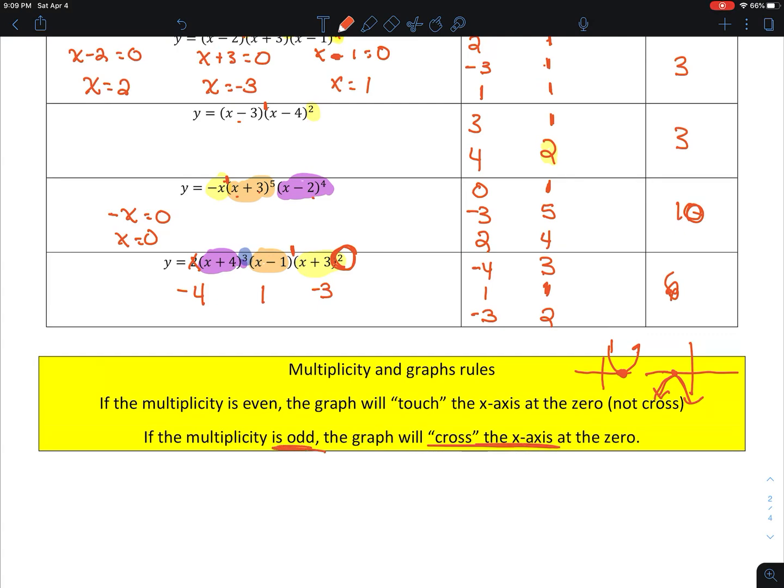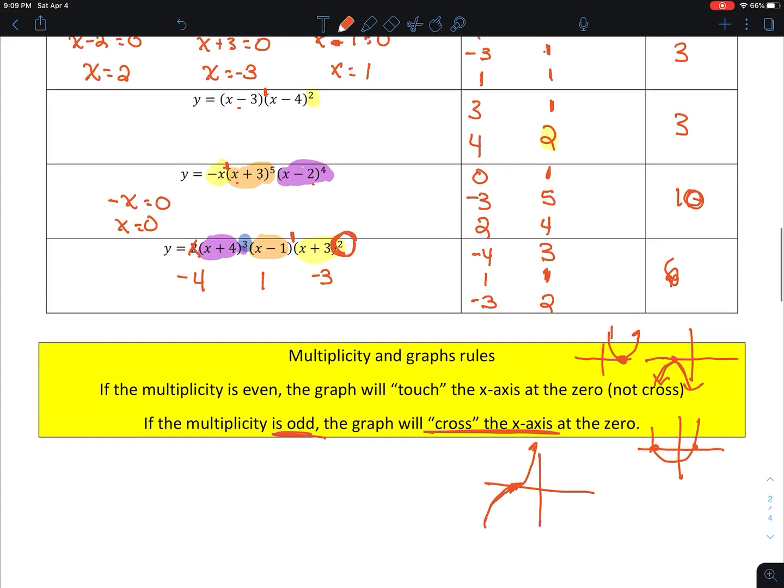If the multiplicity is odd, the graph will cross the x-axis. So if it's odd, it actually looks like this. So each of these has odd multiplicity. Sometimes what you'll see on the graph is that it crosses the x-axis, but it kind of rests for a second, and then it goes back up. And so if you see it resting for a second, you know that it has multiplicity greater than 1.